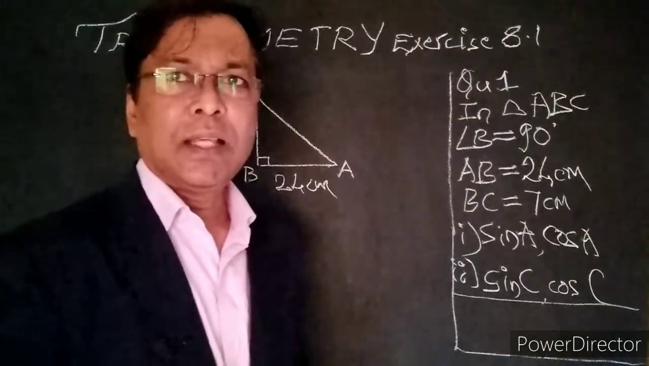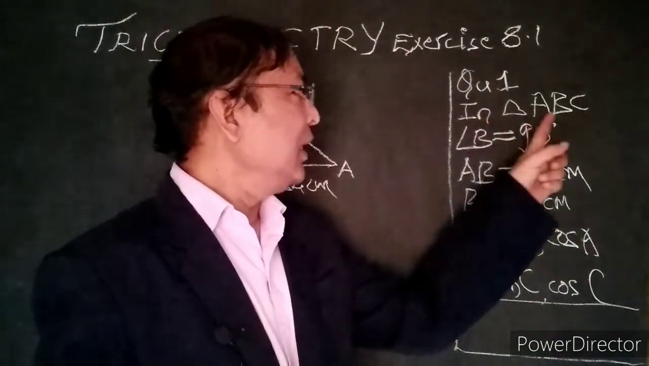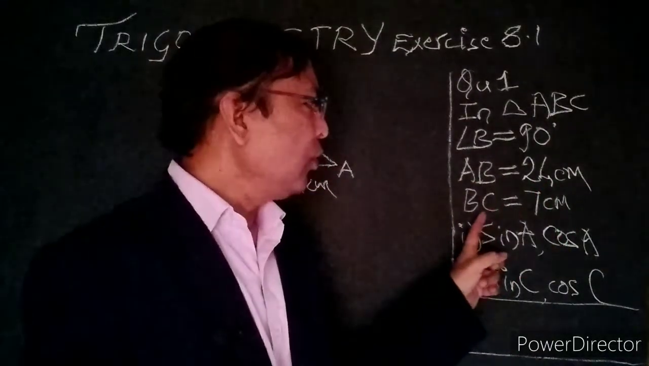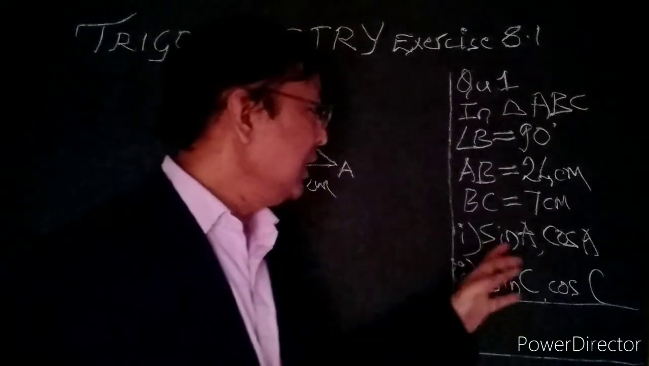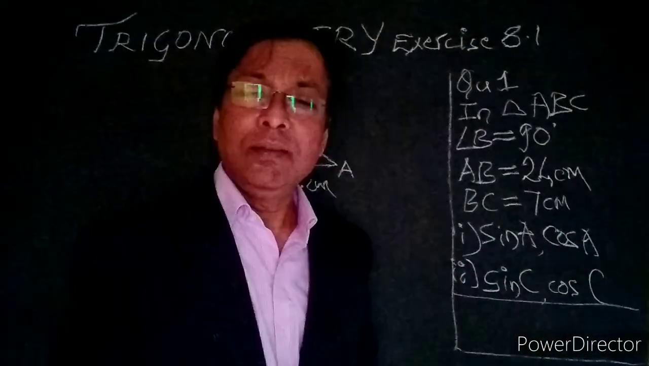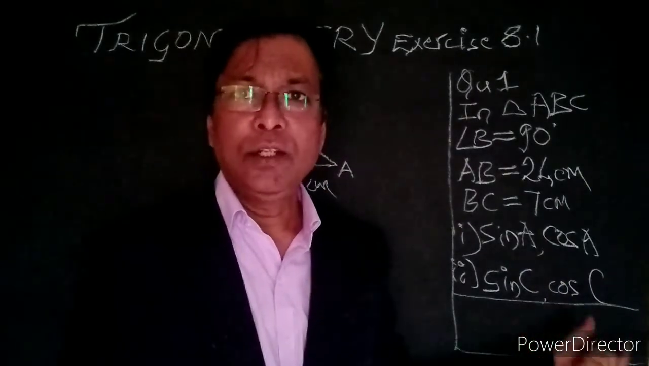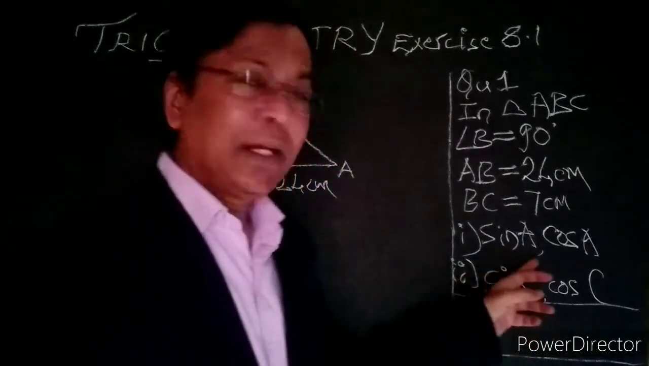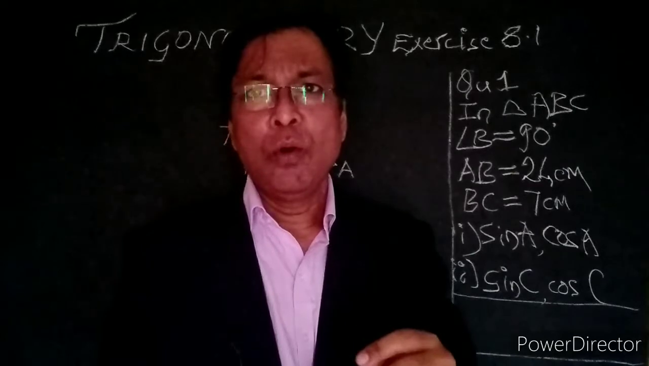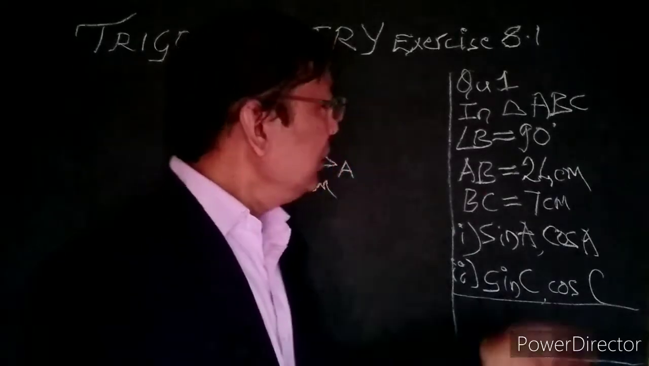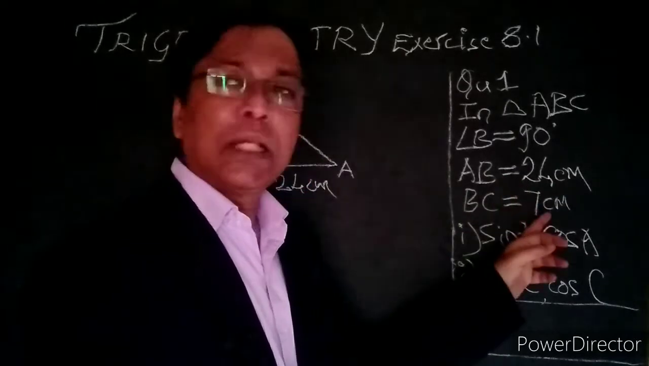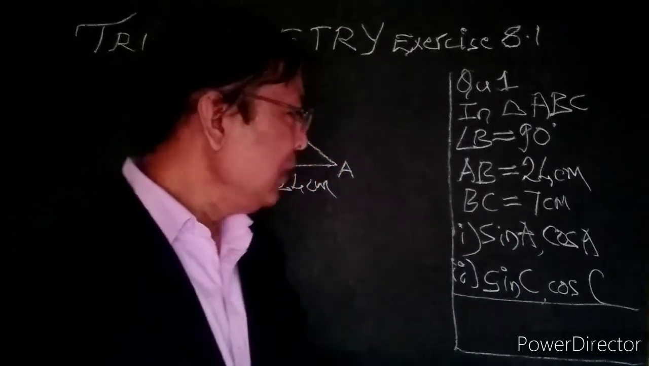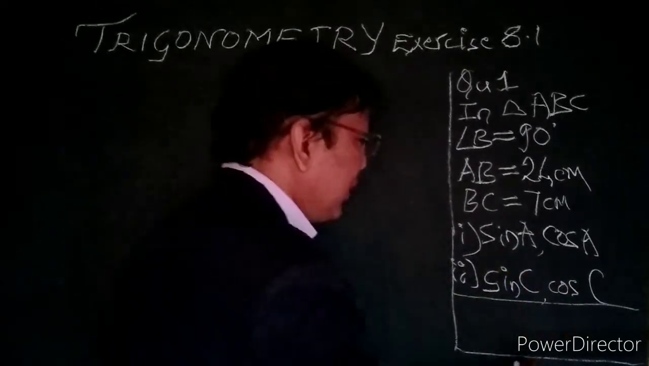Now let us solve exercise 8.1, question number 1. In triangle ABC, right angled at B, the length of AB is 24 cm and the length of BC is 7 cm. We have to find sin A, cos A, sin C, cos C. In this question, they have asked to find the ratios of sin and cos. We can find ratios of trigonometric angles only when we know all three sides of the given triangle. Here they have given the length of two sides, therefore the third side should be calculated first by using Pythagoras theorem. Then we can find out the ratios of these trigonometric angles.